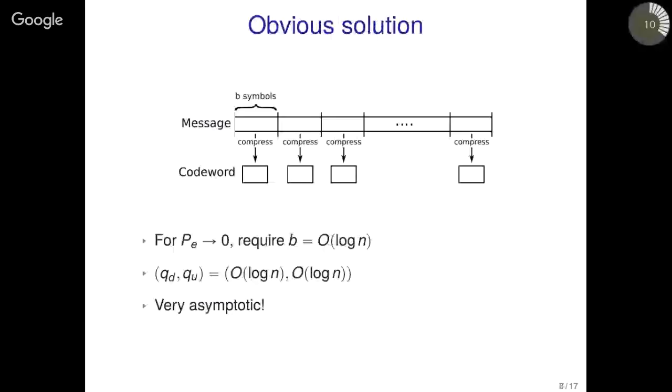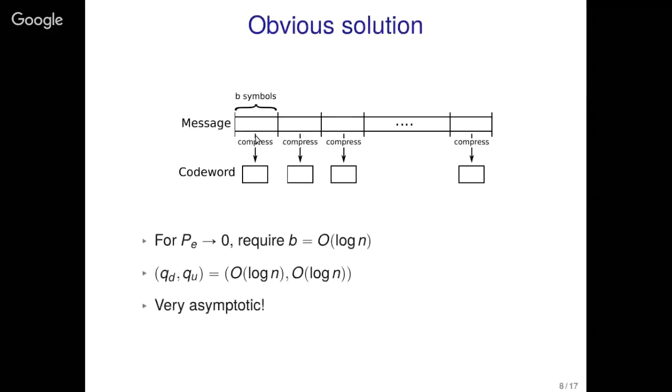So the most obvious solution one could think of is to compress batches of files. Essentially, you take your n-length sequence, you partition the symbols into blocks of B symbols each, and you use a fixed length compression scheme to compress each block. So if you use an optimal compression scheme, then for a memoryless source, each block could be compressed up to a rate close to the entropy.